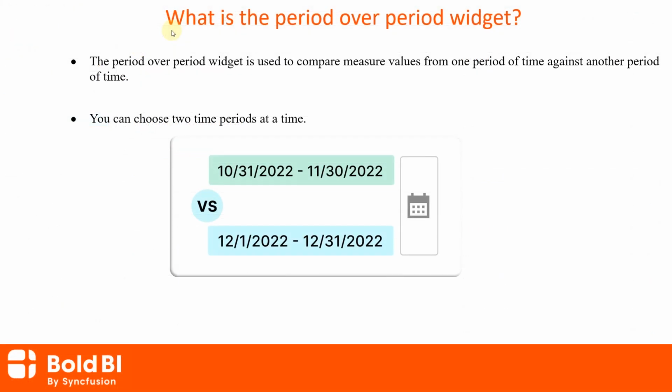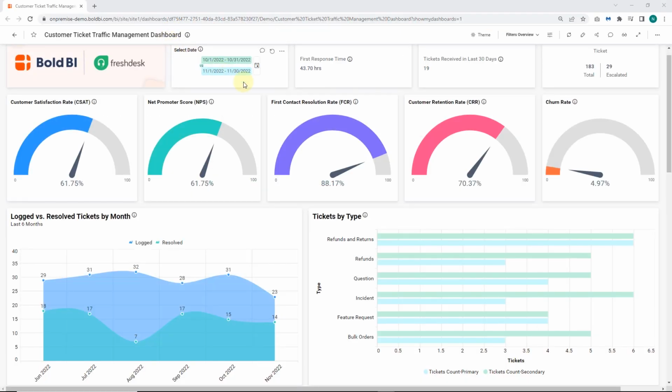This widget is used to compare measure values from one period of time against the results from another period of time. You can choose two different time periods at a time. In this real-time example, this widget is used to filter the Tickets by Type bar chart widget. You can easily compare the number of tickets based on ticket type from two different time periods, where observations are used to make better business decisions.